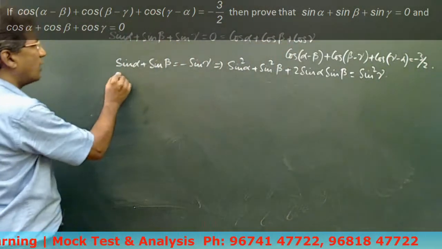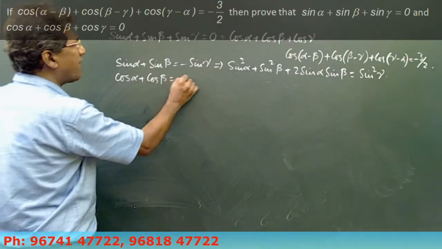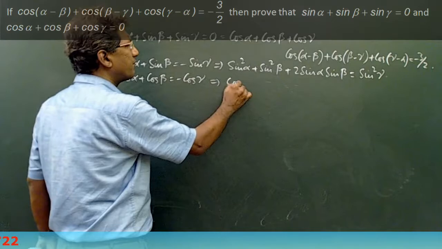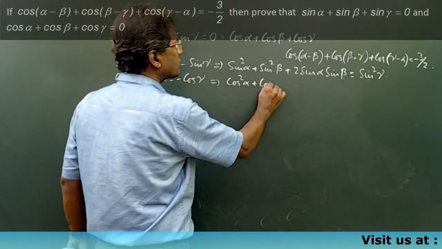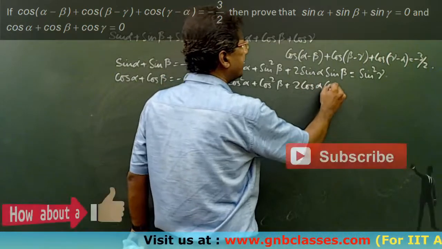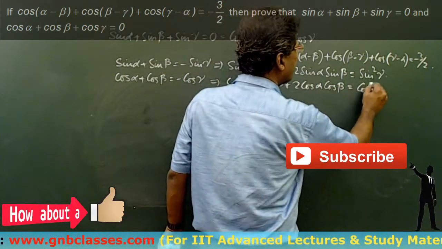And from the second one, we are getting cos alpha plus cos beta is minus cos gamma. So if I square both sides, we are going to get cos square alpha plus cos square beta plus 2 cos alpha cos beta equals cos square gamma.